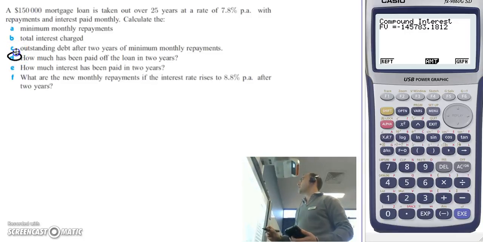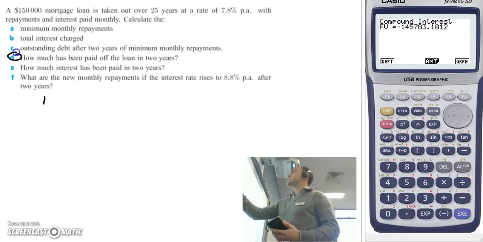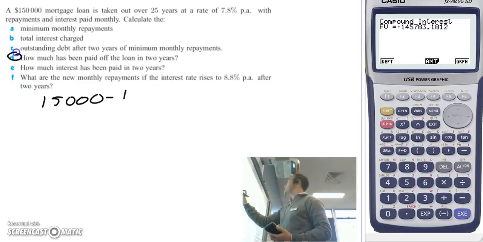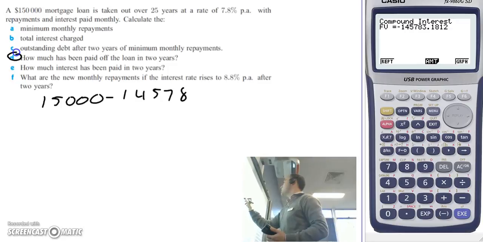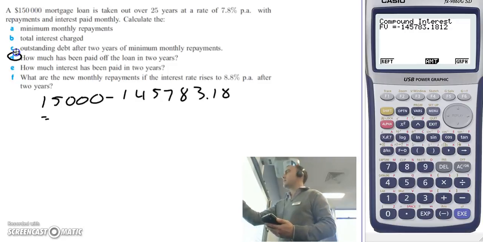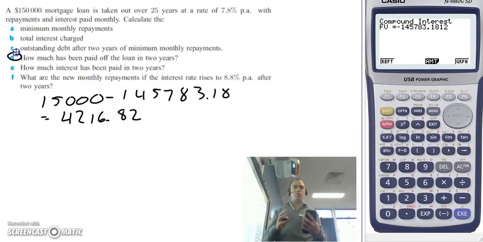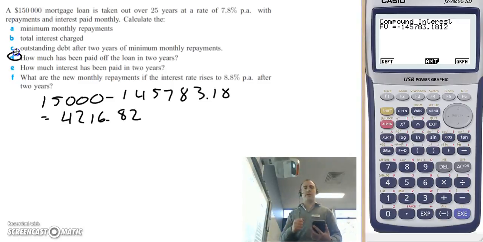Let's go to the next slide to keep going with the question, and that is how much has been paid off the loan in 2 years. We know that we started with $150,000, and after 2 years our outstanding debt is $145,783.18. The difference between those is $4,216.82. So you've been paying $1,137 every month for 2 years, about $24,000, and you've only paid off $4,216.